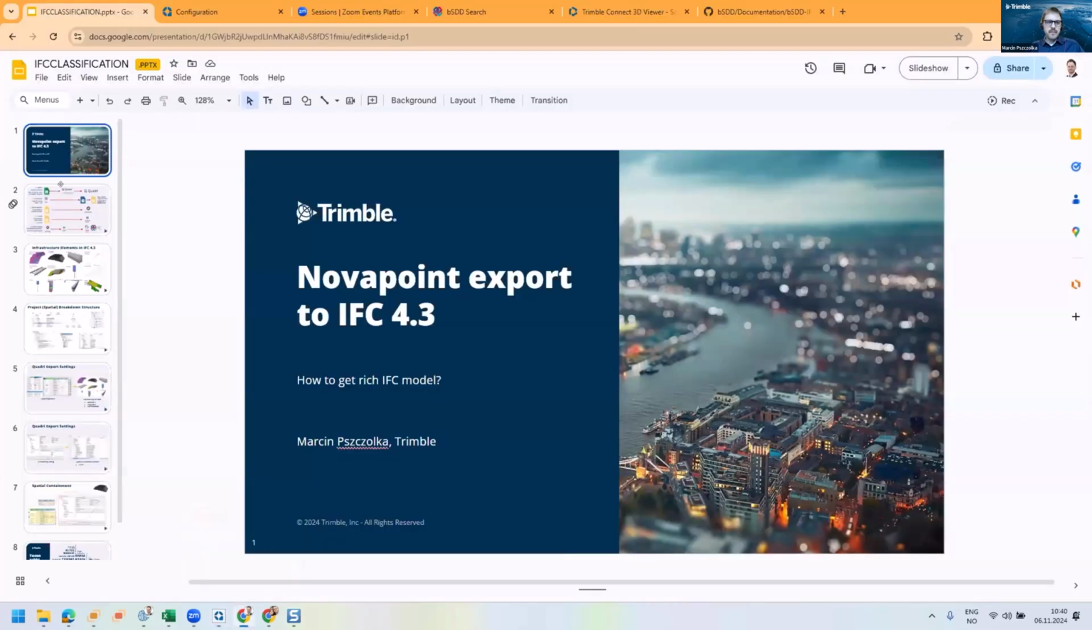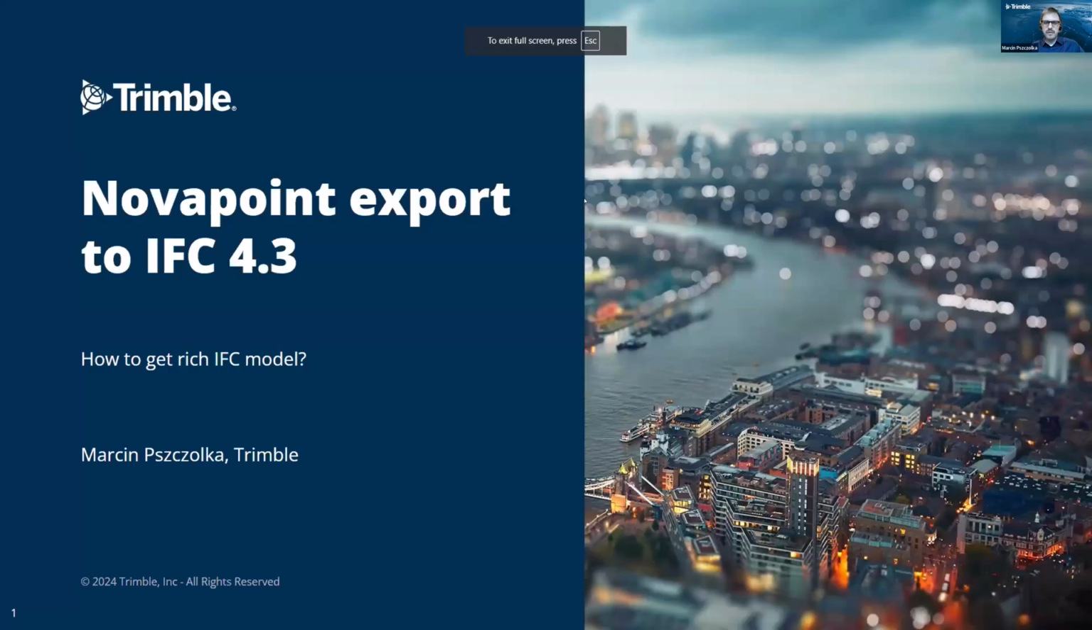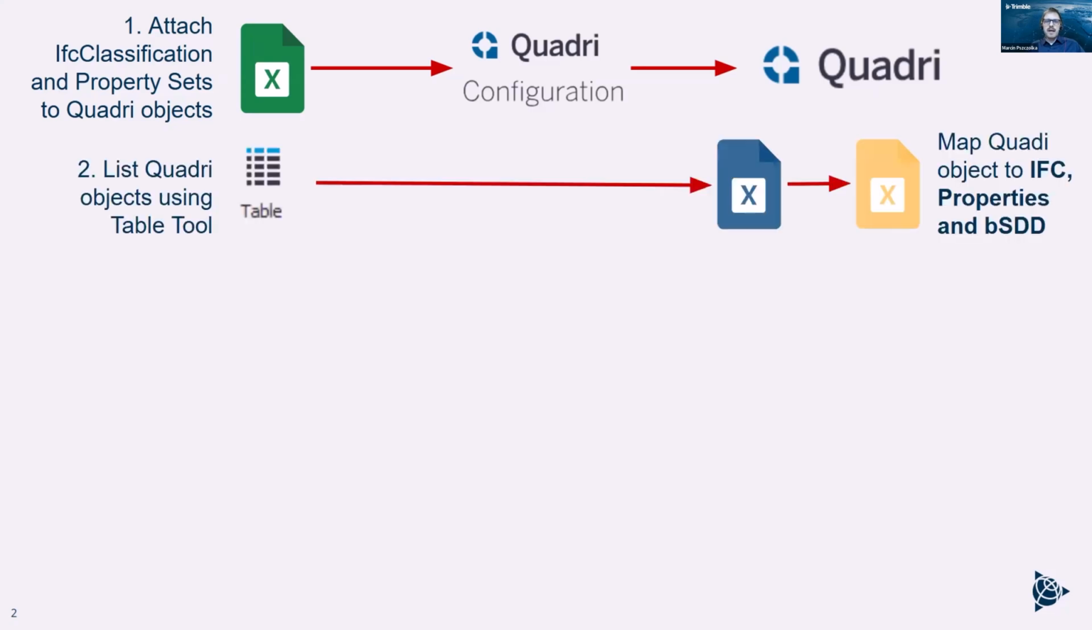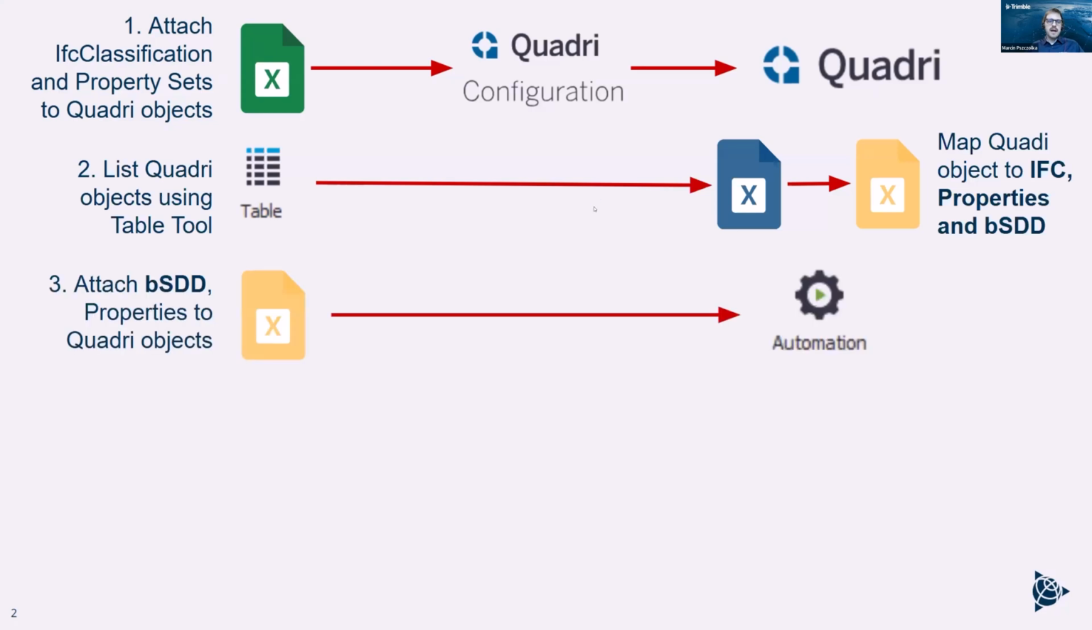What I want to show you today are some tricks, workflows, tips and tricks, so let's jump to the workflow I will present. First of all, I will show you how to attach classification and property set to the Quadri objects using Quadri configuration. Next, I will use a table tool inside Quadri to extract the list of objects. These objects I will map to the IFC schema, to IFC objects, properties, and bSDD data. Then I will attach this bSDD data using the Excel or spreadsheet input, using our automation tool inside Quadri.